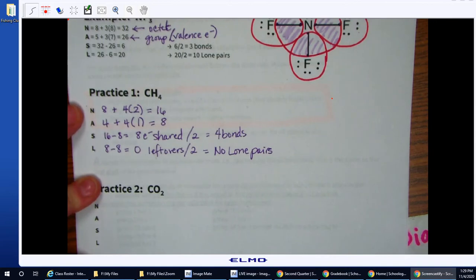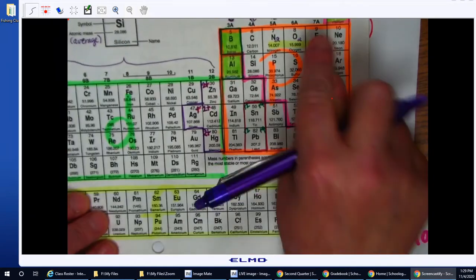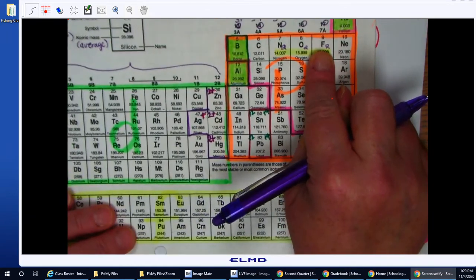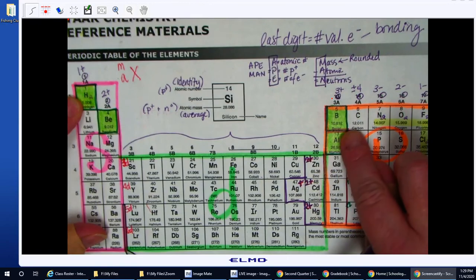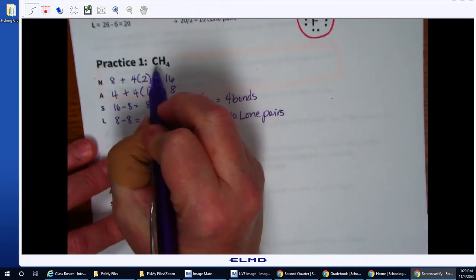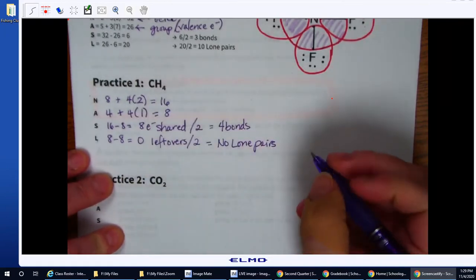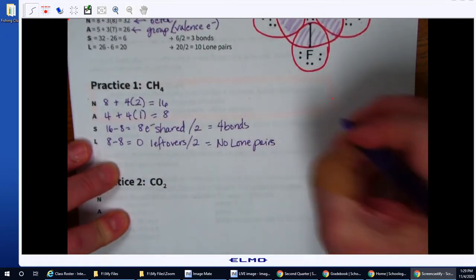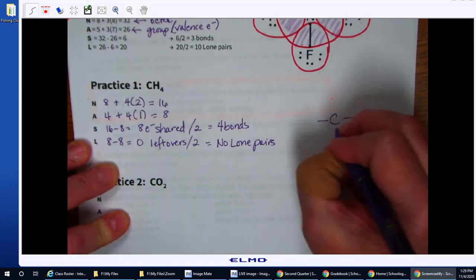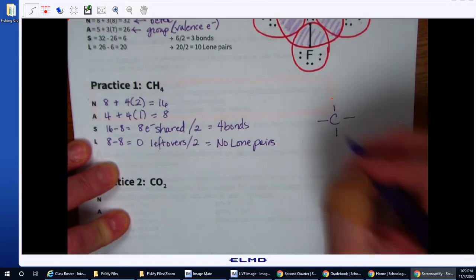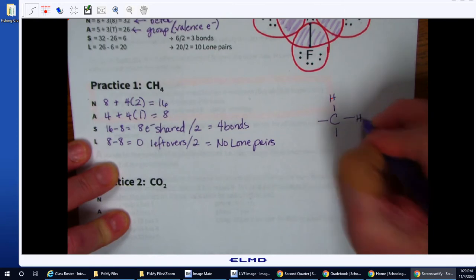This central atom is always the least electronegative. That means that it's going to be the farthest from fluorine. Now, I know hydrogen is much farther from fluorine than carbon, but hydrogen can only form a single bond. So in general, carbon is going to be your central atom most of the time. So I'm going to put carbon at the center, and I'm going to put 4 bonds.